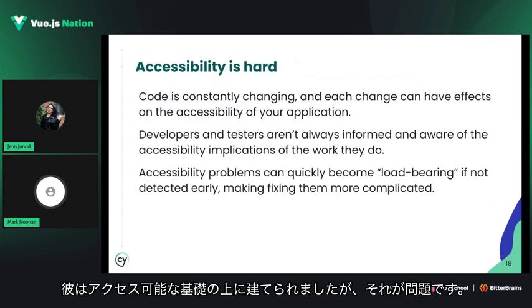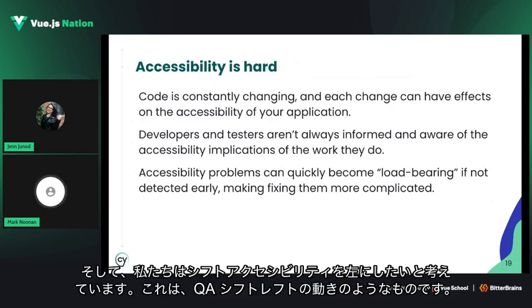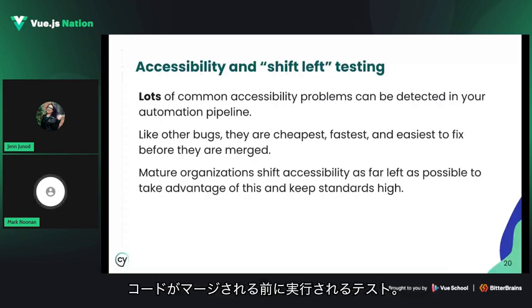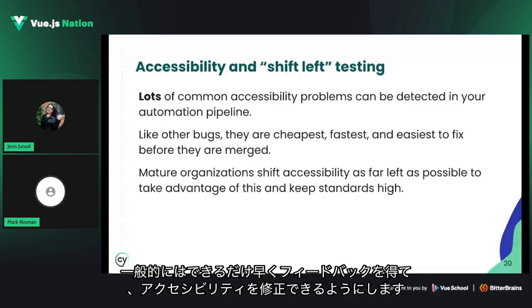It's built on top of an inaccessible foundation, which is a problem. And we shift accessibility testing left, which is kind of in the QA shift-left movement. We want developers getting accessibility feedback in component tests and end-to-end tests that run before code is merged, and generally get the feedback as early as you can so that you can correct accessibility issues.